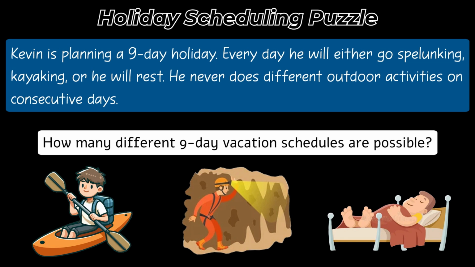Okay, so how the heck do we solve this problem? Seems bewildering. Well, it's a little simpler than it looks, my friends. Let's look at the initial conditions, as I always urge you to do whenever you don't know how to do something. What does it say? It says that different outdoor activities can't take place on consecutive days, and that on any given day, Kevin either goes spelunking, kayaking, or takes a day off, a rest day.